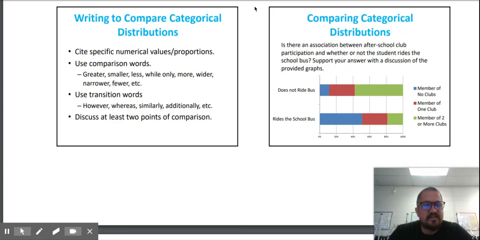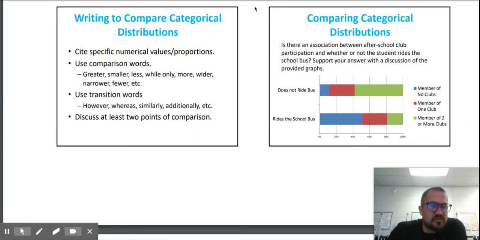So you don't want to just say the seniors had more in one group. You want to compare different groups and look at all the groups as they go through. So the question on this graph that we had earlier says, is there an association between after-school club participation and whether or not the student rides the school bus? Support your answer with the discussion of the provided graphs. So an association means, is there a relationship between whether students participate in an after-school club and whether they ride the bus or not?